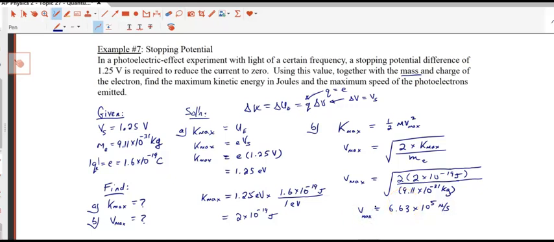When you do problems like this, by the way, make sure that your answers make sense. For example, if you ended up with a speed that was over 10 to the power of 8, then you know you're faster than the speed of light, and that's not possible. So just make sure that your answers make sense as you go through. Okay, that's it for example 7.